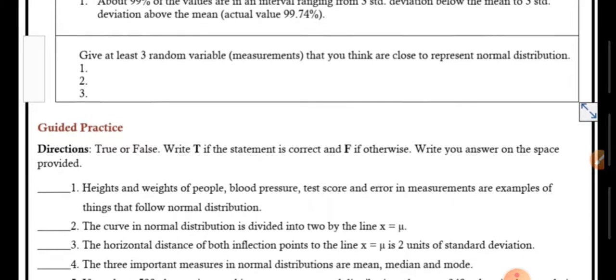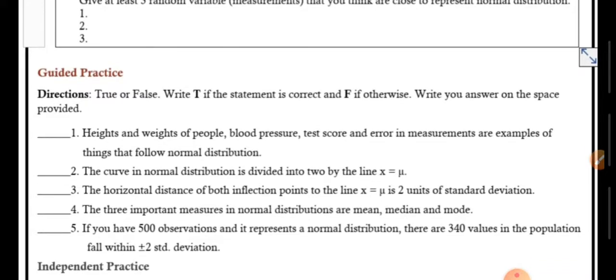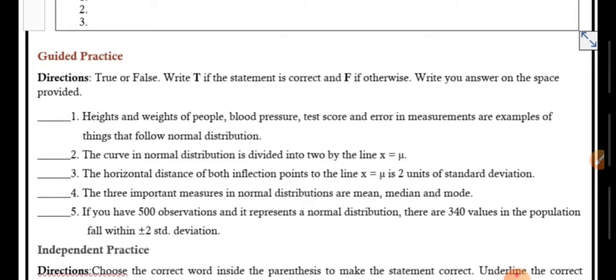So for you to understand it clearly, you have to answer the guided practice. True or false? Write T if the statement is correct, otherwise F as false. Heights and weights of people, blood pressure, test scores, and errors in measurement are examples of things that follow normal distribution. True or false? The curve in normal distribution is divided into 2 by the line x = μ. You can easily answer this guided practice by looking at the concept on the first page.